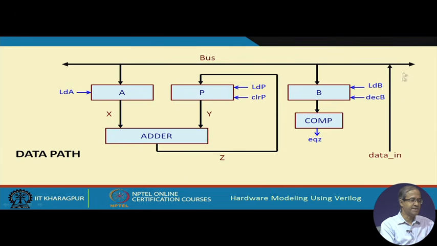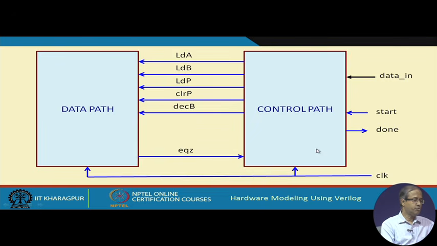From outside it is taking the data in, and the control signals are load A, load B, load P, clear P and decrement B, and it is generating a status signal equal to Z. So, overall the picture will be like this. I have my data path which will be having these 5 control signals as I mentioned, and it is generating one status signal. Now, I will have to design a control path. The control path will be generating these control signals, and it will be taking this status as input.